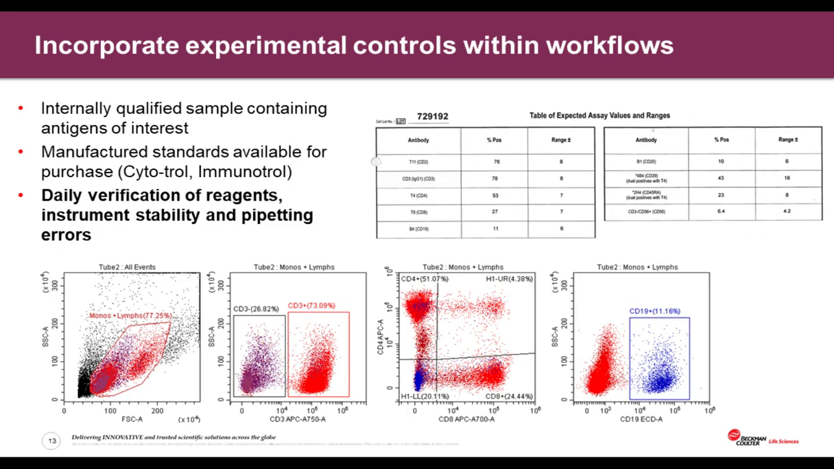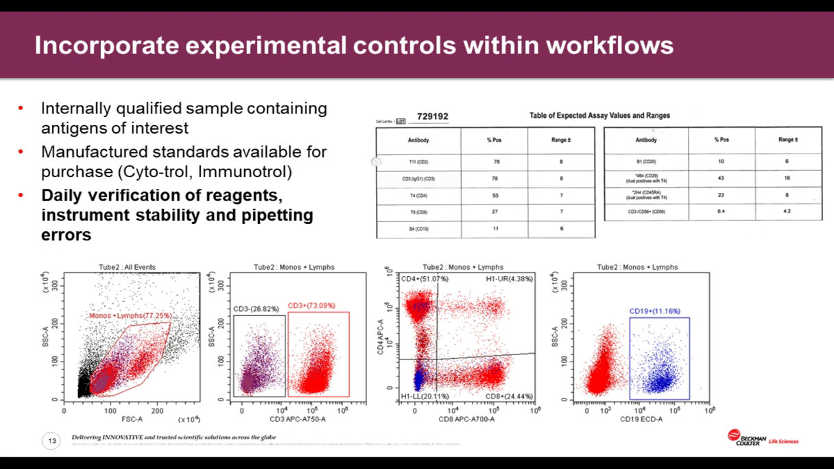Now, if we discuss incorporation of experimental control, some of you will know what it is, but what exactly is an experimental control? It's an internally qualified sample that contains your antigens of interest. What I mean by that is, let's say you're reporting out your CD3, CD8 subset ratios or your subset percentages. You're going to acquire a leukapheresis product and you're going to freeze it down into aliquots.